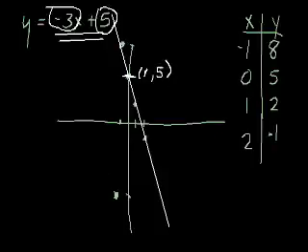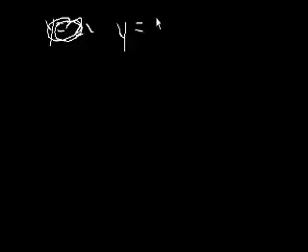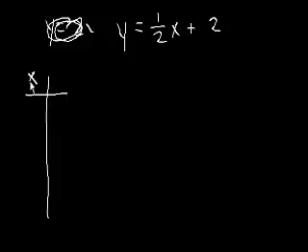Let's do one more real fast. Y is equal to 2, no, we already did 2x. Y is equal to 1/2 x plus 2. So, real fast. X, y, let's say. You only need 2 points for a line, really. So let's say x equals 0. That's easy. Y equals 2. And if x equals 2, then y equals 3.